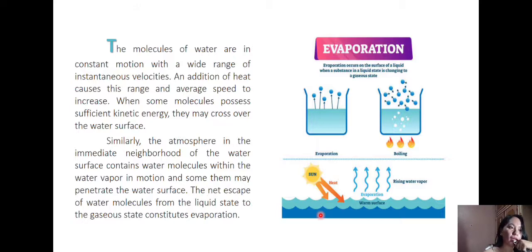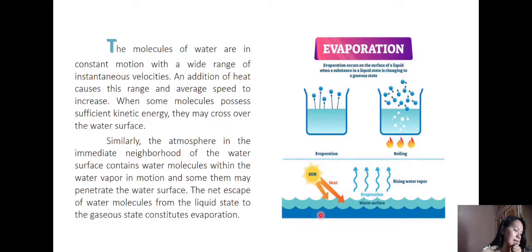The molecules of water are in constant motion with a wide range of instantaneous velocities. An addition of heat causes this range and average speed to increase. When some molecules possess sufficient kinetic energy, they may cross over the water surface. Similarly, the atmosphere in the immediate neighborhood of the water surface contains water molecules within the water vapor in motion, and some of them may penetrate the water surface. The net escape of water molecules from the liquid state to the gaseous state constitutes evaporation.